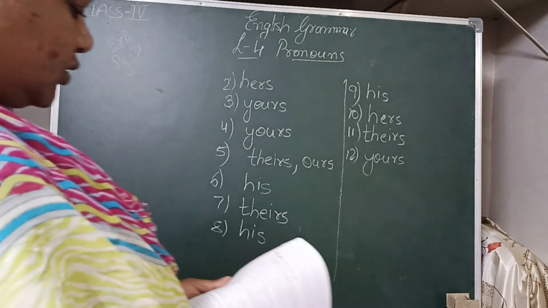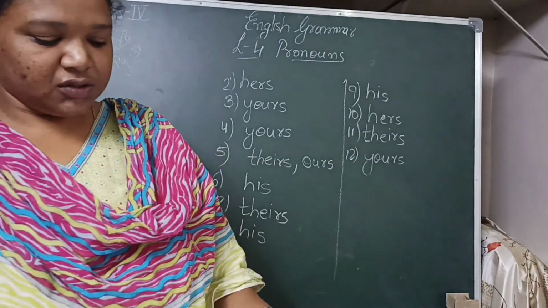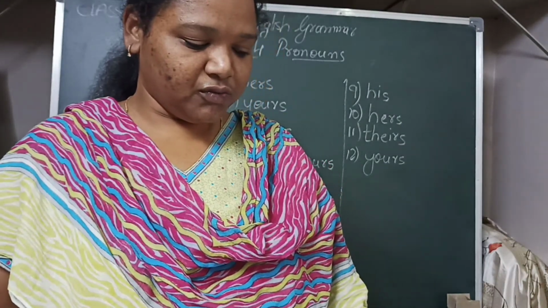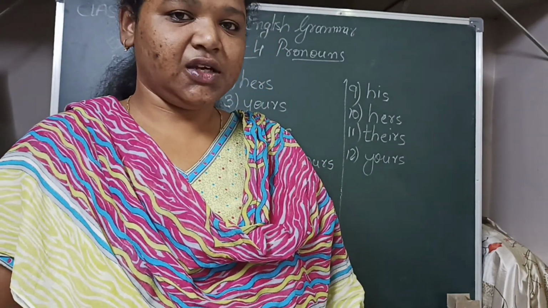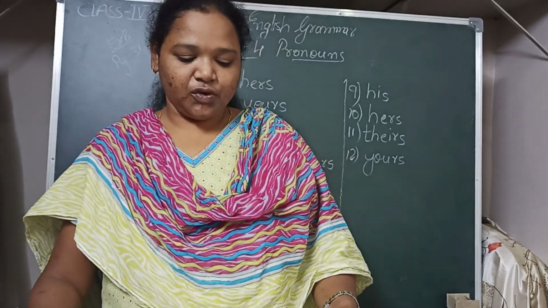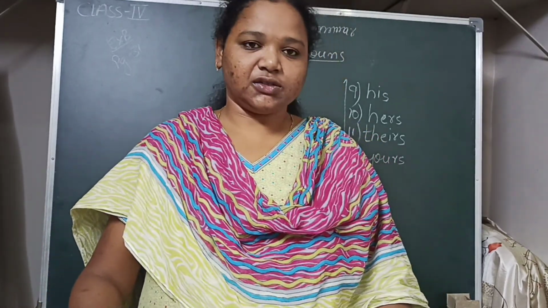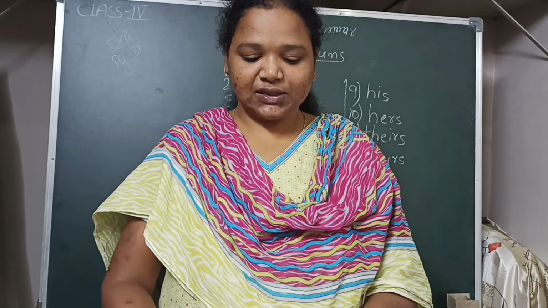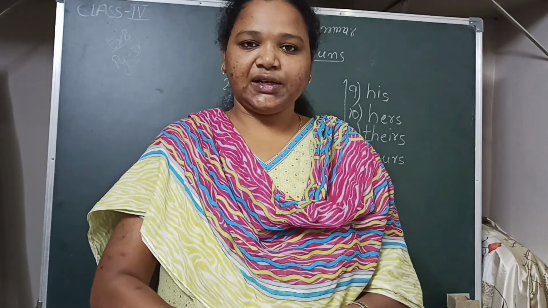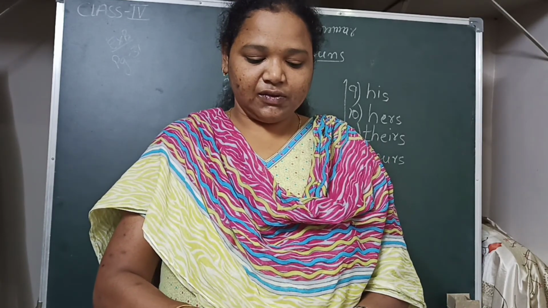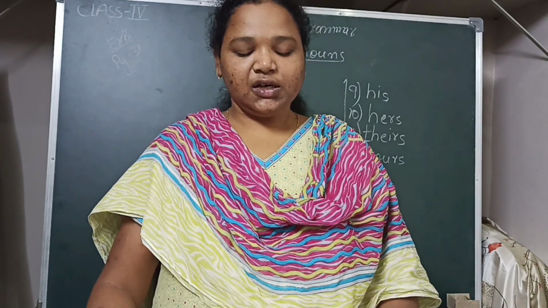So right, children, the homework, the exercise which I have given for homework on page number 32, exercise A, do it properly. If you have any doubts, take help from your parents. Right, children, so I hope you understood this lesson of pronouns. We have completed this lesson. In the next class we will learn a new chapter in the grammar book.